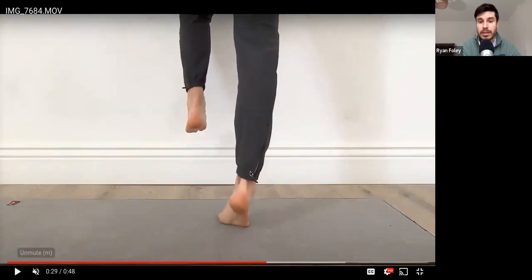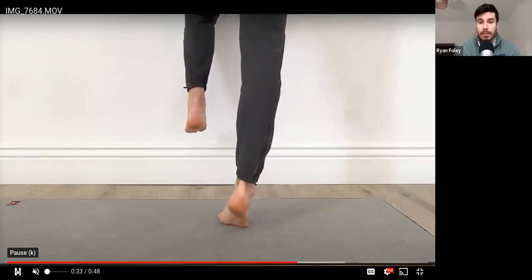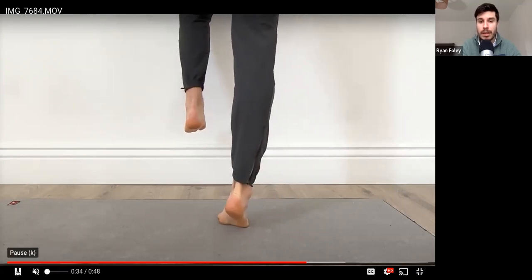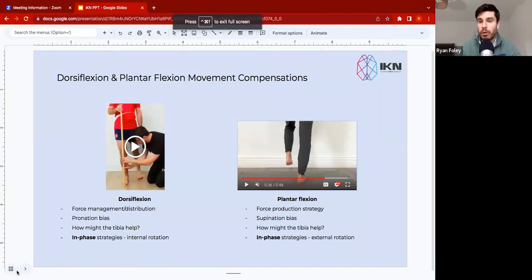But as you'll see here, the tibia is moving into external rotation to drag the foot into supination, and we lose that distribution of load through the first metatarsal head. Okay, so both would represent similar strategies, an inability to plantar flex the ankle, but we're seeing an in-phase strategy here where the tibia is externally rotating to drag the foot into supination. It looks like we're getting a nice bit of plantar flexion, but we're not really getting much plantar flexion at all. It's just the tibia dragging the foot into supination. Okay, but it does represent for us that the ankle plantar flexors don't have that force production capacity.